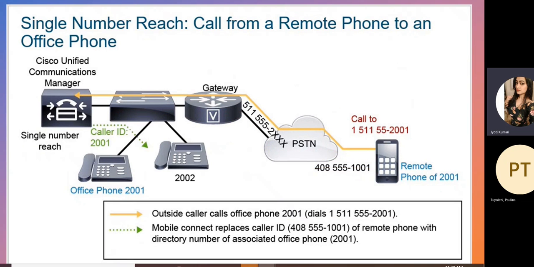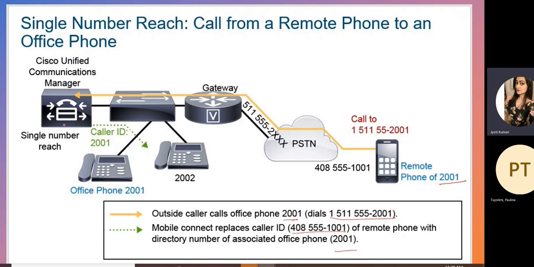All right. So then a call from a remote phone to the office. If a remote phone makes a call to the office, now I am outside on my mobile phone and I want to make a call inside. So the outside caller calls the office phone by dialing this PSTN number. The mobile connect replaces the caller ID of the remote phone with the directory number of the associated phone. Now, as this mobile phone is associated with a directory number within the organization, what will happen when this phone makes a call?